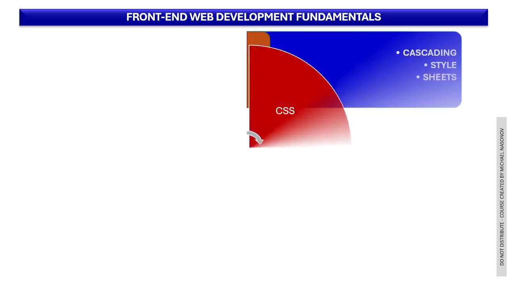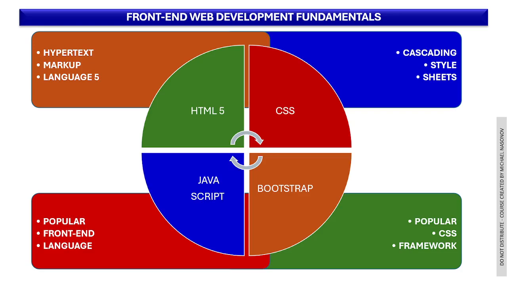Front-end web development fundamentals. There are four major front-end web development components: HTML5, hypertext markup language; CSS, cascading style sheets; Bootstrap, a popular CSS framework; and JavaScript, which is a popular front-end language.